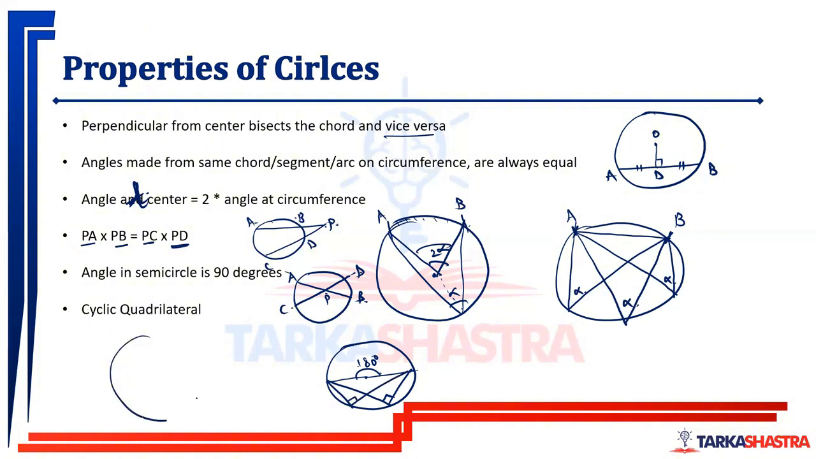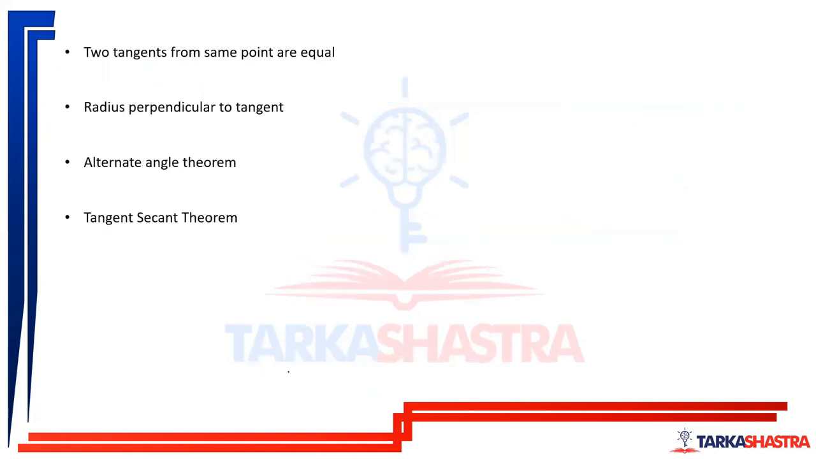Cyclic quadrilateral: a quadrilateral inside a circle, a quadrilateral inscribed in a circle is a cyclic quadrilateral. ठीक है. Opposite angles of a cyclic quadrilateral are supplementary. Alpha plus beta is equal to 180 degrees, है ना. C and D, opposite angles C and D is equal to 180 degrees. Opposite angles of a cyclic quadrilateral are supplementary. Then two tangents from the same point are equal.